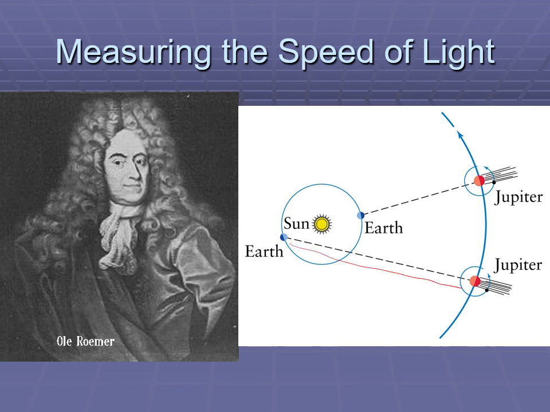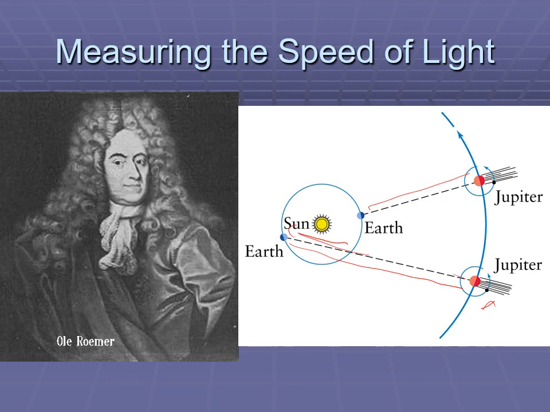And that worked fine with one small problem. When Jupiter and Earth were very far away from each other, the moons looked like they were moving into the shadow late. Well, why? Well, because light had to travel a farther distance. So when it's up close, it takes a certain amount of time, but if it has to go farther, then it took longer, and so you saw it happen later.